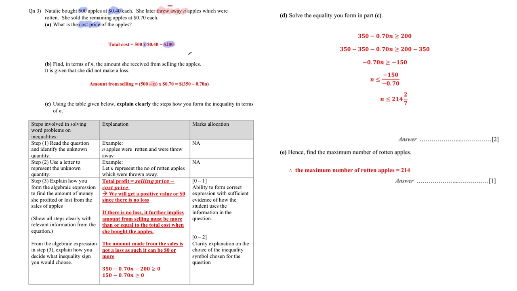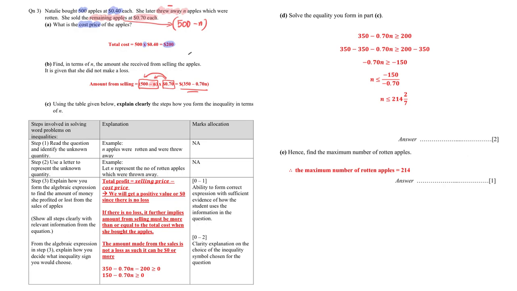And the remaining apples, which is 500 minus n, she actually sells at 70 cents each. And so, find the amount she received from selling the apples. We got the remaining apples times the selling price of each apple, and we multiply by 70 cents, and that will give me this expression.